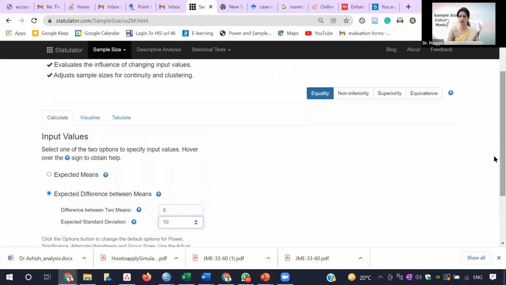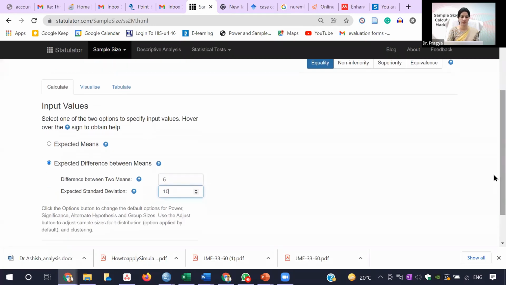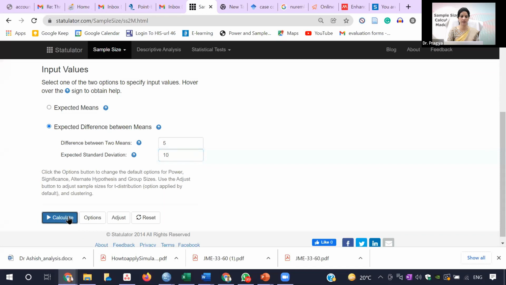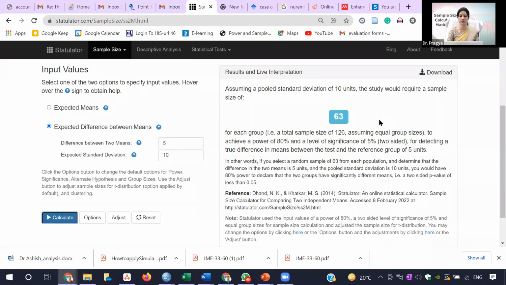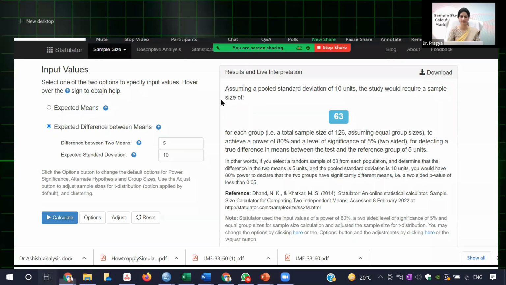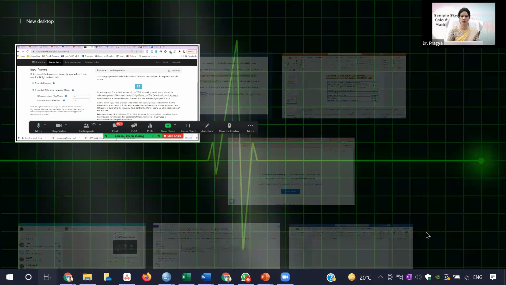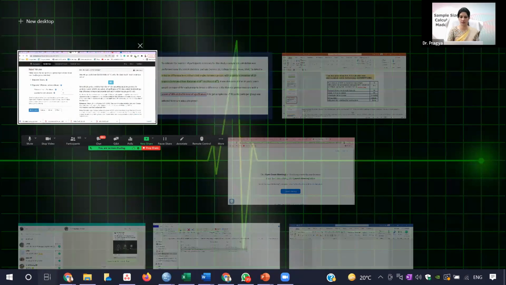And he has not done any adjustment. So if you calculate the sample size, you can see it is 63. So assuming a pooled standard deviation of 10 units, the study would need 63, so total 126. And the difference he wants to calculate. So that was the calculated sample size which we got.